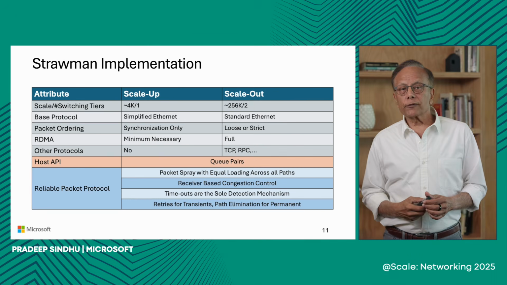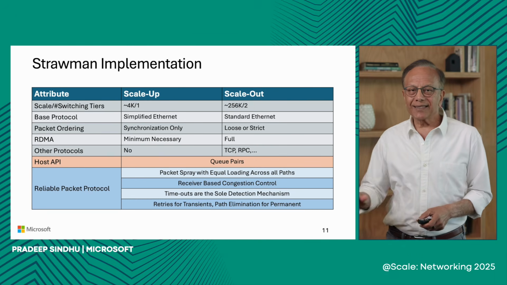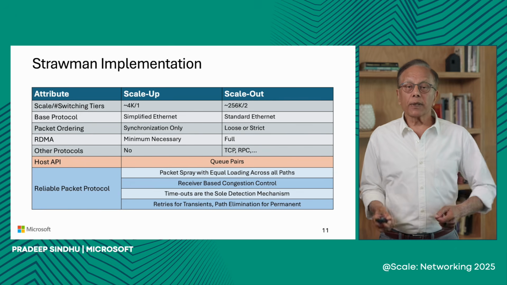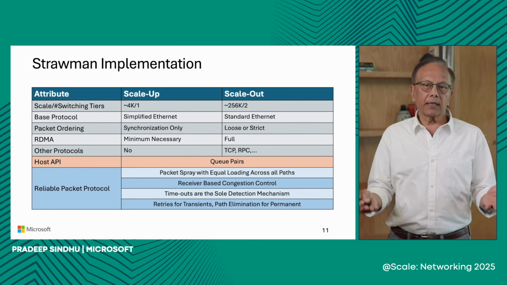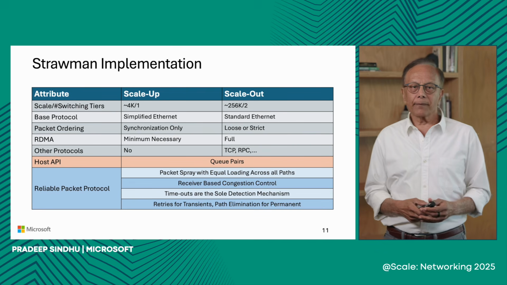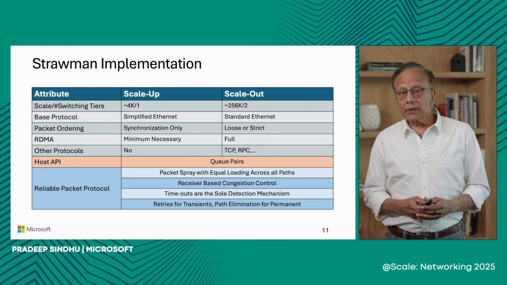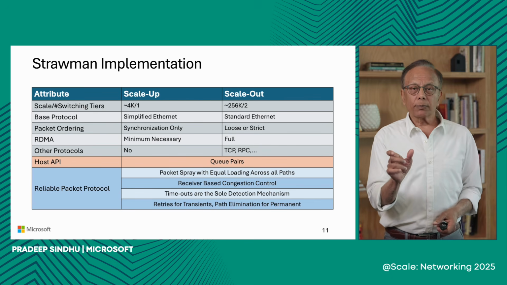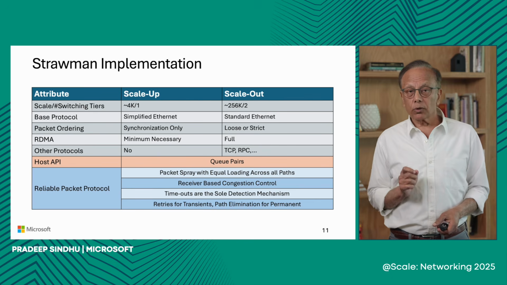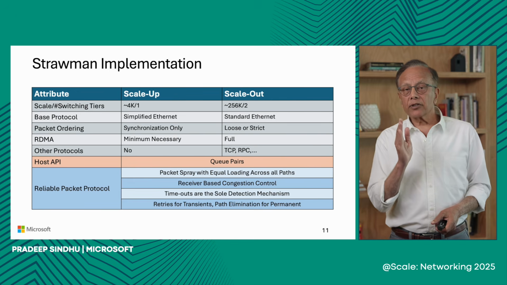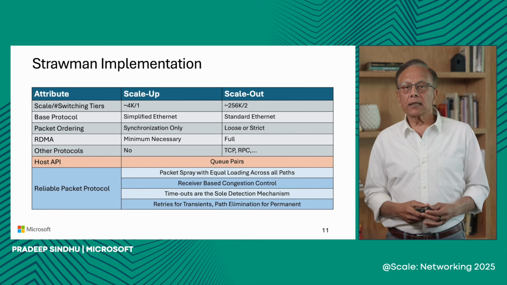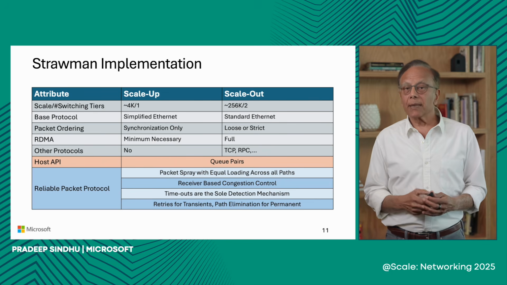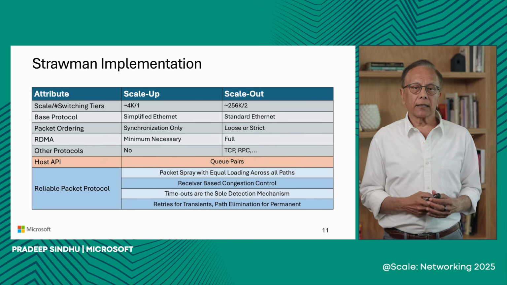The base protocol for scale-up is as simple as it can be. It's some form of simplified Ethernet. For scale-out, we can afford to have standard Ethernet because it may give you more capability. In terms of packet ordering, for scale-up, we should only order exactly those packets that need to be ordered, for example, the synchronization packets used in RDMA. And for scale-out, you can have both kinds of semantics, either loose or strict.